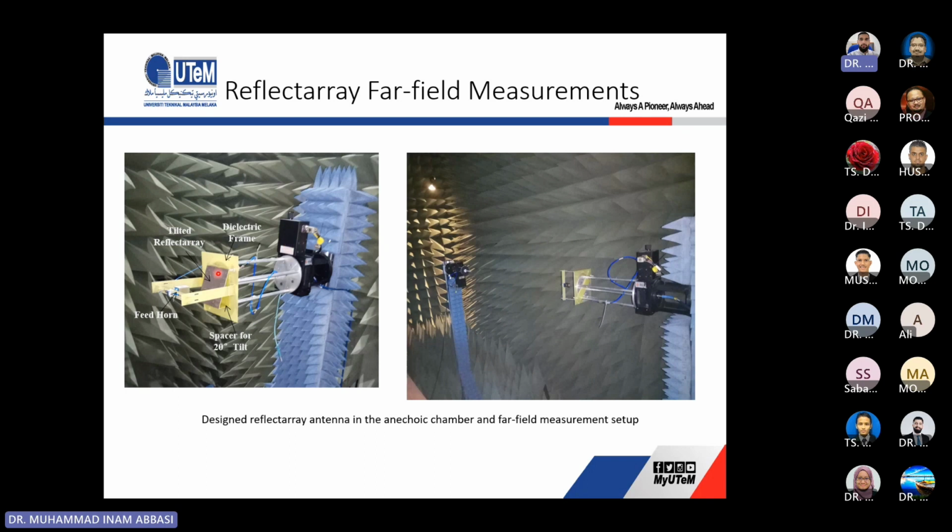This is the array here, which is tilted using a spacer for 20 degrees. So our reflected beam will be at 40 degrees, without any blockage from the horn or this structure here.